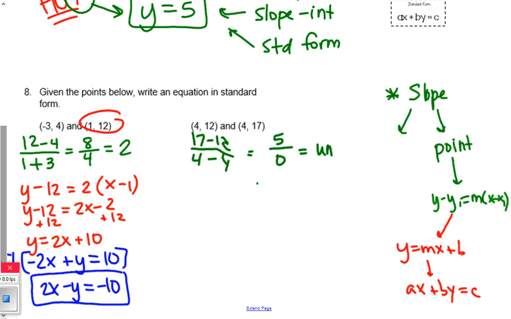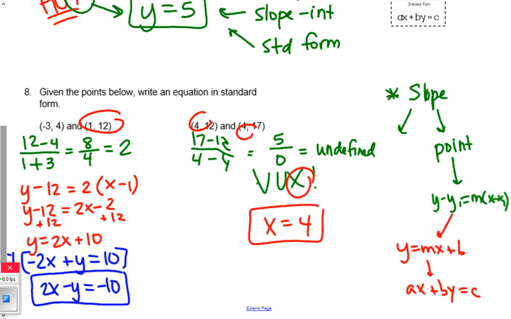I remember that that is undefined, which makes me think of a vertical line. Because it's a vertical line, I know this gives me my equation of just x equals, I'll look up here, either way, x equals 4. And because horizontal and vertical lines are special cases, I don't actually have to go through all of the steps, because that is, again, all three forms. This is point slope, this is slope intercept, this is standard, it's everything. Okay? So I'm done with that problem.